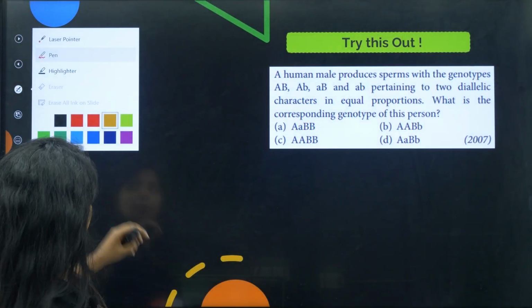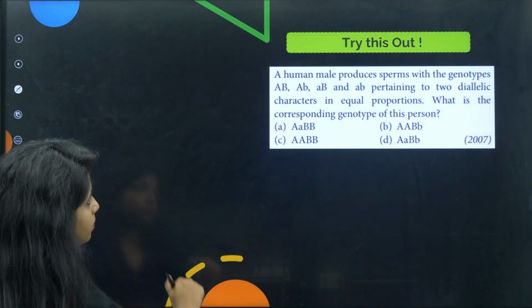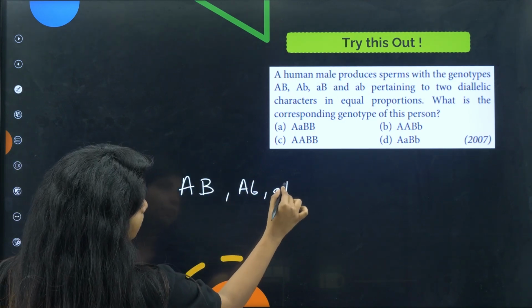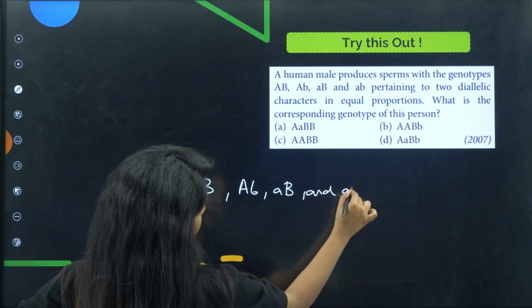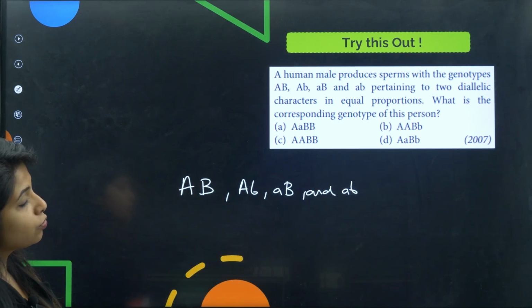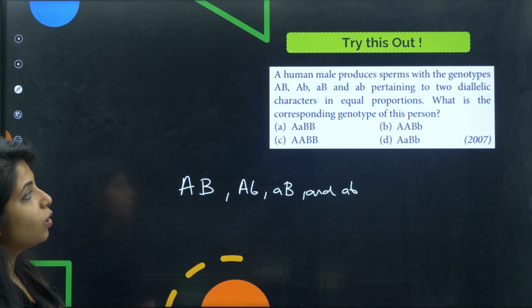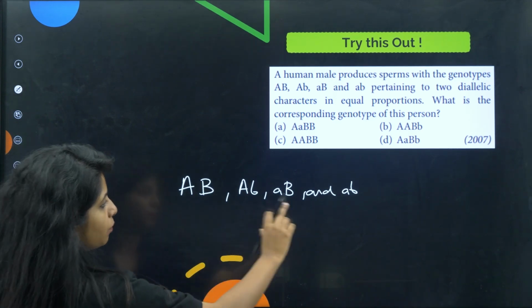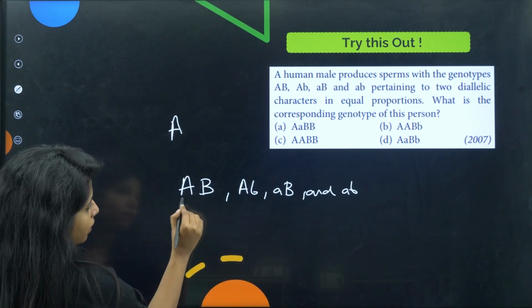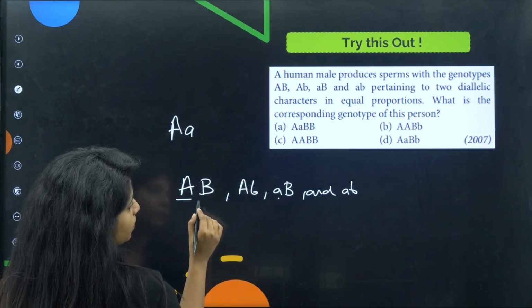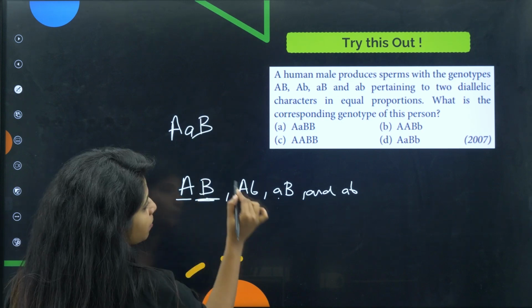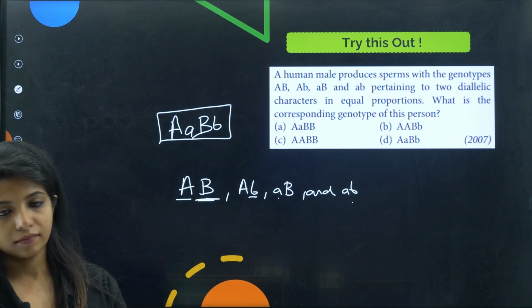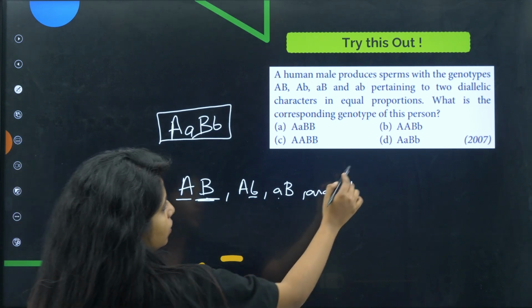Now over here, this question we can do by ourselves. A human male produces sperms with genotypes AB, Ab, aB and ab, pertaining to two diallelic characters in equal proportion. What is the corresponding genotype of this particular person? If this person is giving these types of gametes, that means it will definitely have capital A and also small a, and capital B and also small b, as you can see over here. So this will be the combo. Let's see which is correct. So this one is correct.